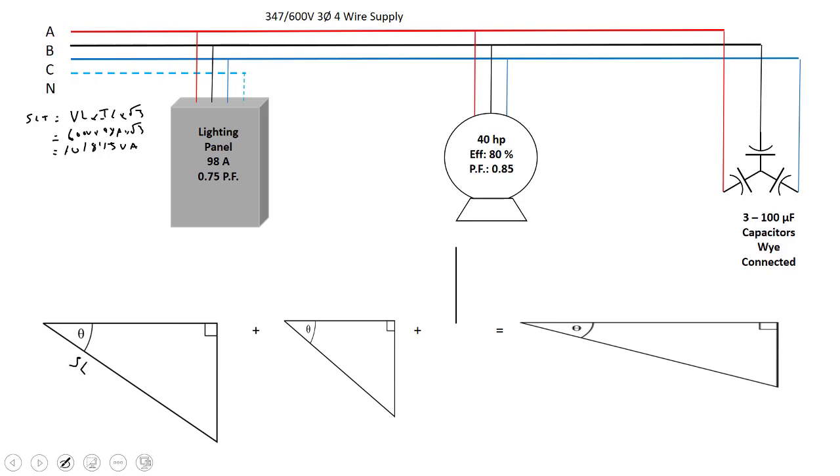So S of the lighting panel is 101,845 VA. From there we can calculate the true power of the lighting panel, P of the lighting. We use the same apparent power and multiply it by the power factor. Just keep in mind, power factor is the same as the cosine of whatever phase angle the circuit is at. So 101,845 VA times a power factor of 0.75 comes to about 76,383 watts. That's our horizontal power of the lighting panel.